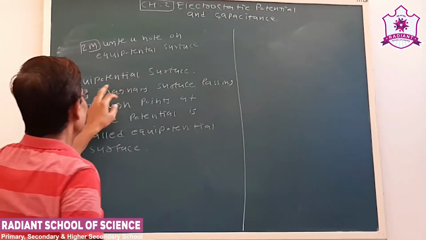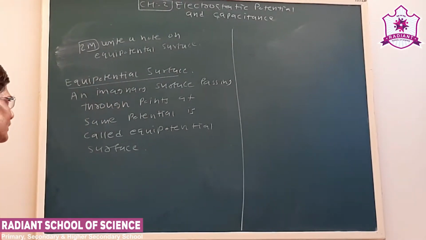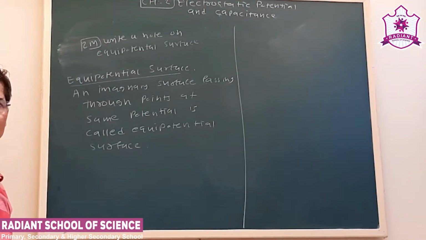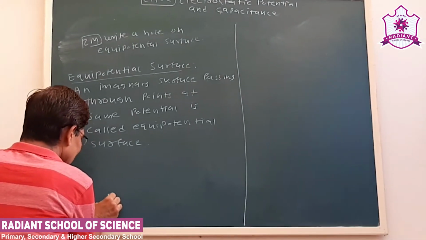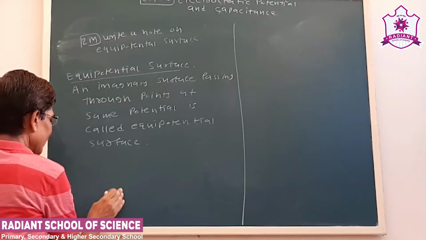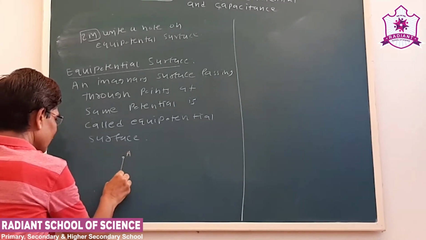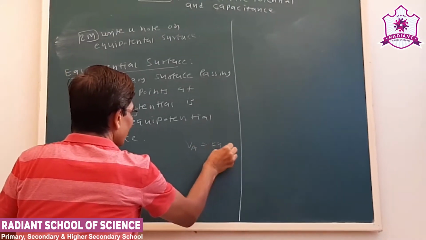See, an imaginary surface passing through points at the same potential is called equipotential. We are familiar with the potential due to a point charge. Now let us say Q charge is here. Let us say point A is at a distance of R. So we can write V is KQ by R.